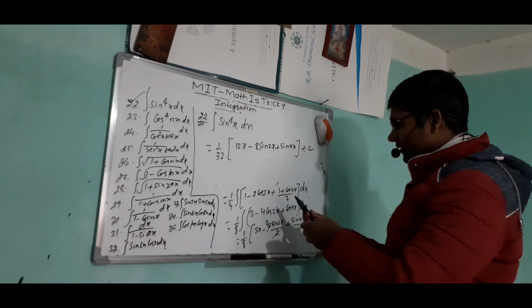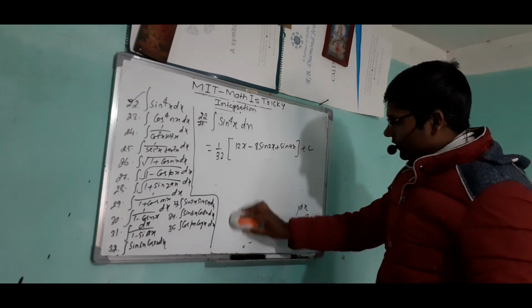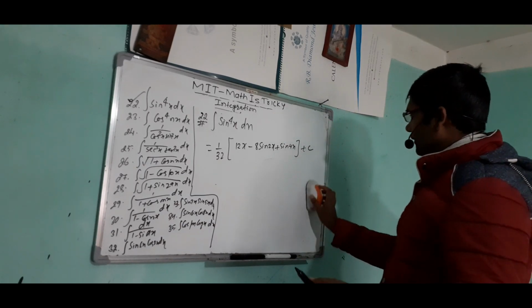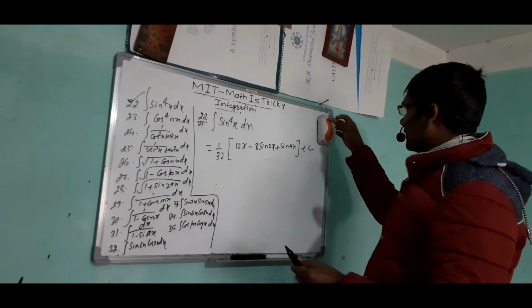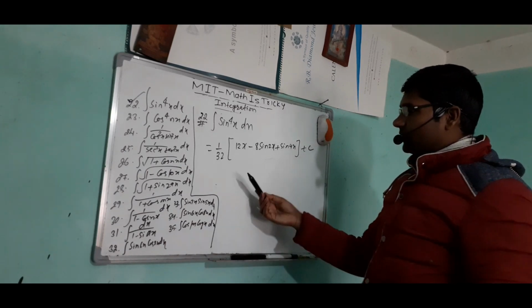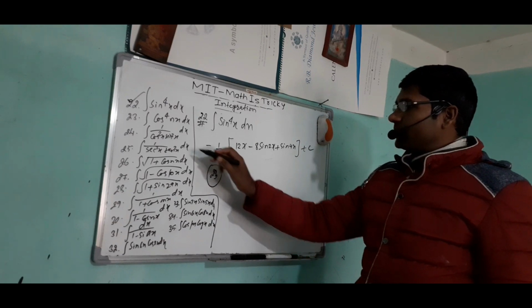Hope you understood this. Just see here, I have used the formula for sin² x, and because of the whole square I have just written whole square and then simplified. Now let's see question number 23.